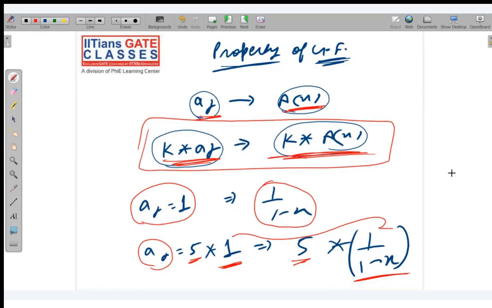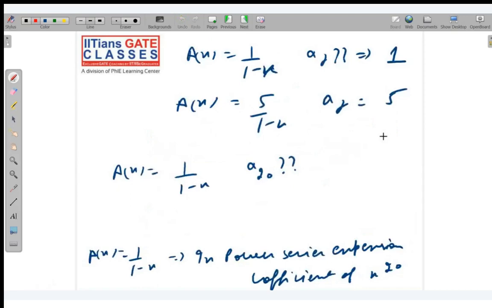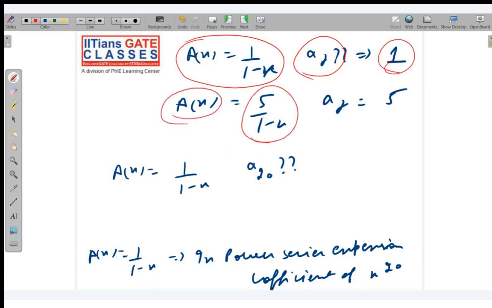Okay, let me jump to the next slide. In the GATE exam, they will ask each and every possible way. You should know each and everything. For example, they can give the generating function as 1 upon 1 minus X and ask what the numeric function is. Immediately you will say 1. If the generating function is 5 upon 1 minus X, immediately you will say the numeric function is 5. You should be able to answer a straight question, an opposite question, everything.